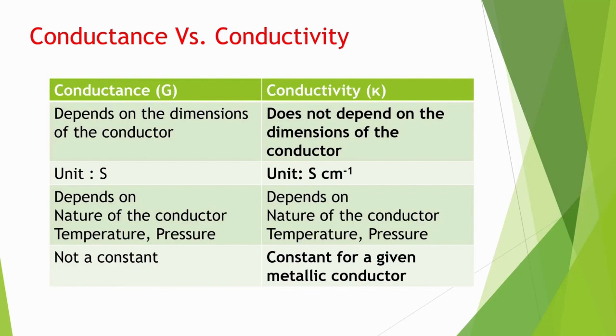Whether you take 1 meter copper wire or 2 meter copper wire, the conductivity value will be the same because you see it is already normalized. The unit is Siemens per centimeter. So it is a per centimeter value. So the conductivity is a constant for a given material. Then the third point is both conductance and conductivity depend on the nature of the conductor, temperature of measurement, and pressure of measurement. Therefore, you understood that conductance is not a constant, whereas conductivity is a constant for a given metallic conductor.